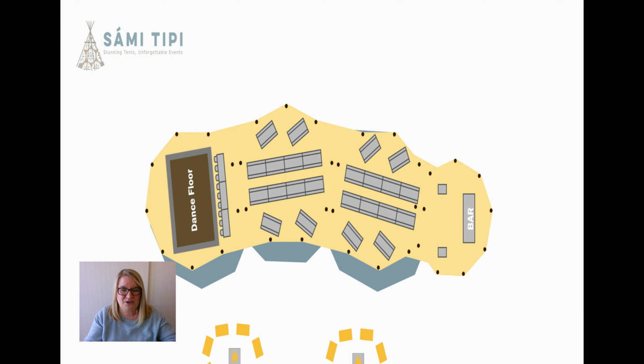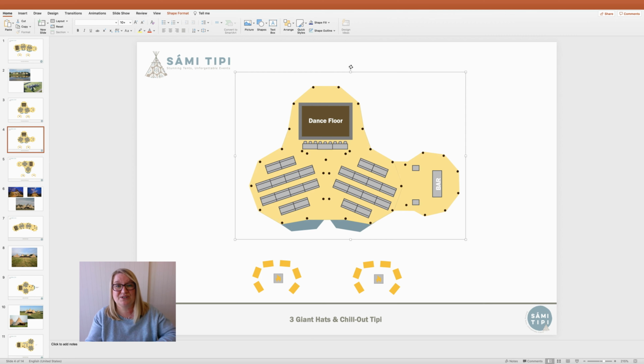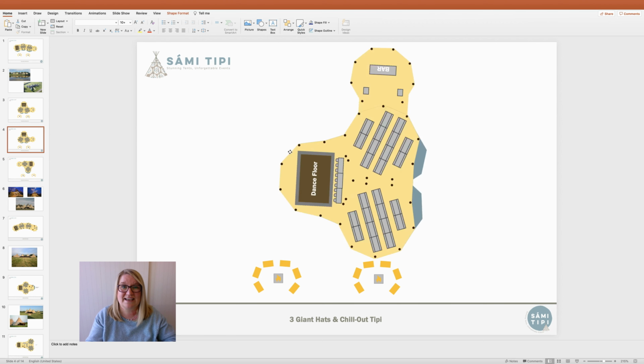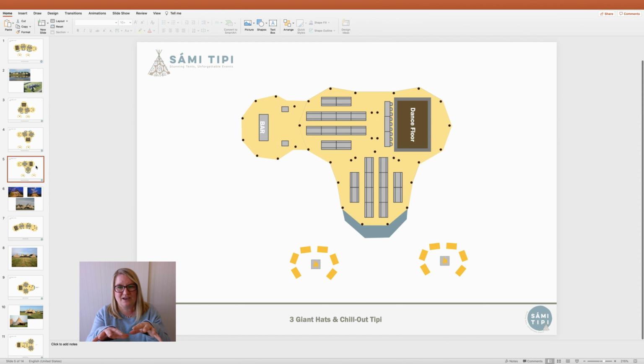So let's look at a couple of the other floor plans for you. Looking at another option of how you can have the TPs laid out: we've got the 3 giant hats and then the chill out TP. This is a triangle formation with the chill out TP, and that could also be reversed. So this being the entrance here, and then you can have the 2 back teepees. Layout wise, for those guests with the chill out bar, this works brilliantly alongside the other.